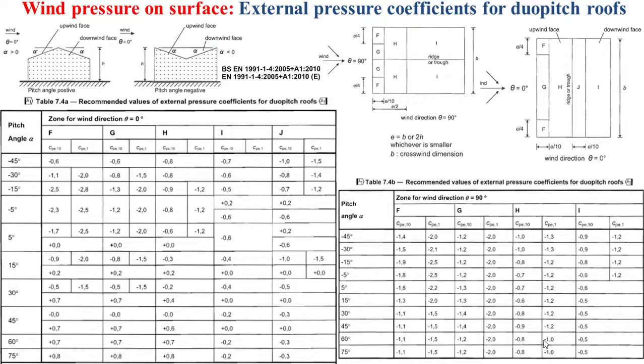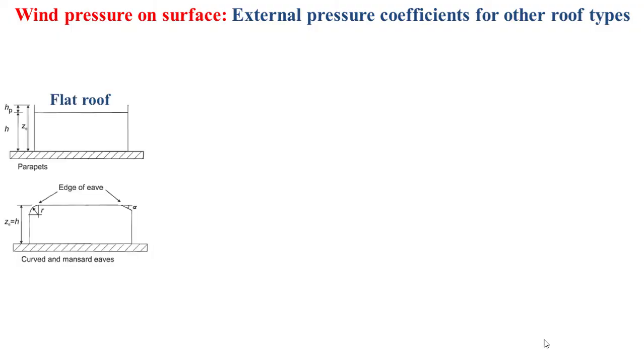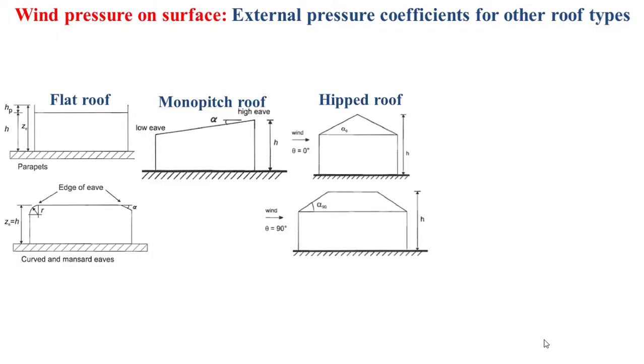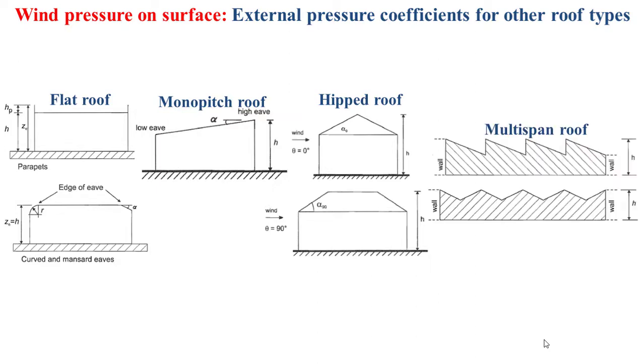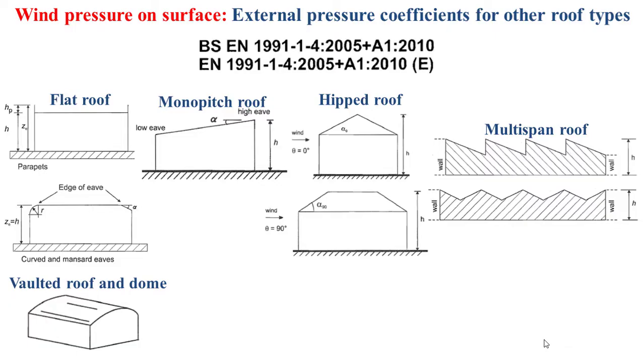Of course, all the figures and the tables are extracted from the Eurocode 1 standards associated with the European Standards 1991-1-4. It's to note also that external pressure coefficients for other types of roof such as flat roof, monopitch roof, hipped roof, multi-span roof, and vaulted roof and dome can be obtained based on the European Standards 1991-1-4, of course associated to Eurocode 1.